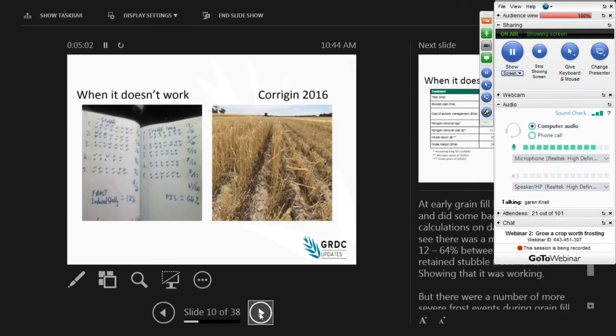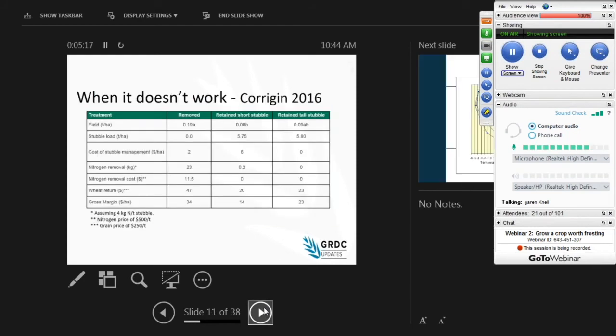When doesn't it work? This is the trial site of mine at Corrigan last year. It was looking really good. We did some quick ratings for a field day. There were some good early trends. What happened though is we went on and got another 4 or 5 frost events after this, and the trial was completely frosted. So where we removed it, it went under 200 kilos. Where we retained and had short stubble, we're looking at now very low yields.